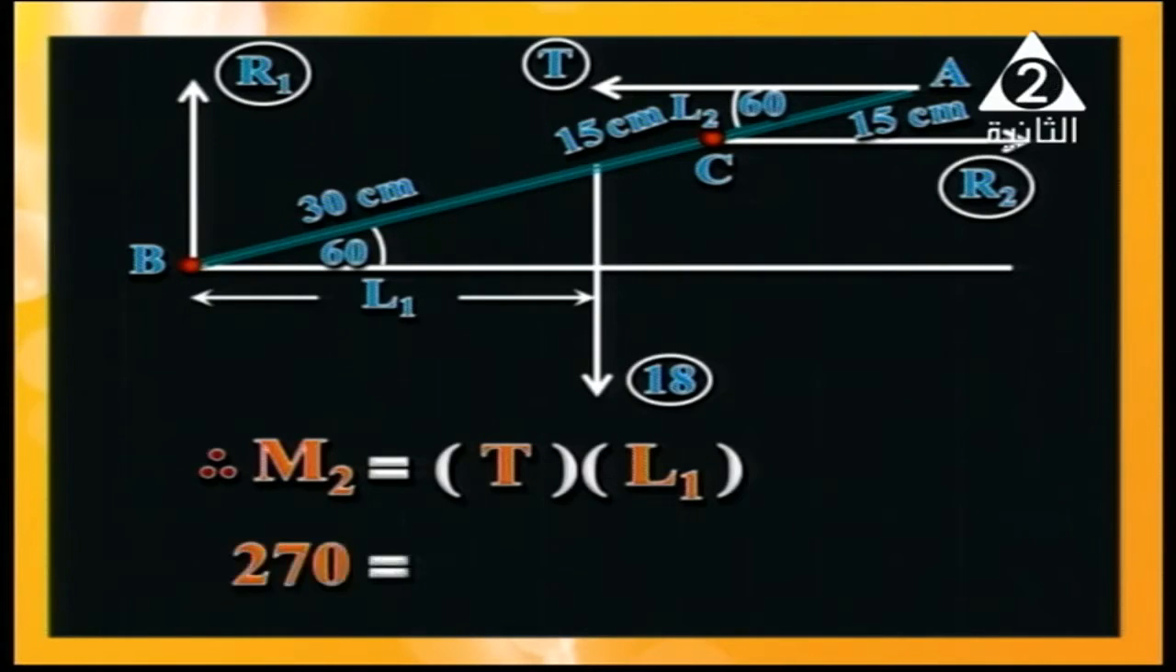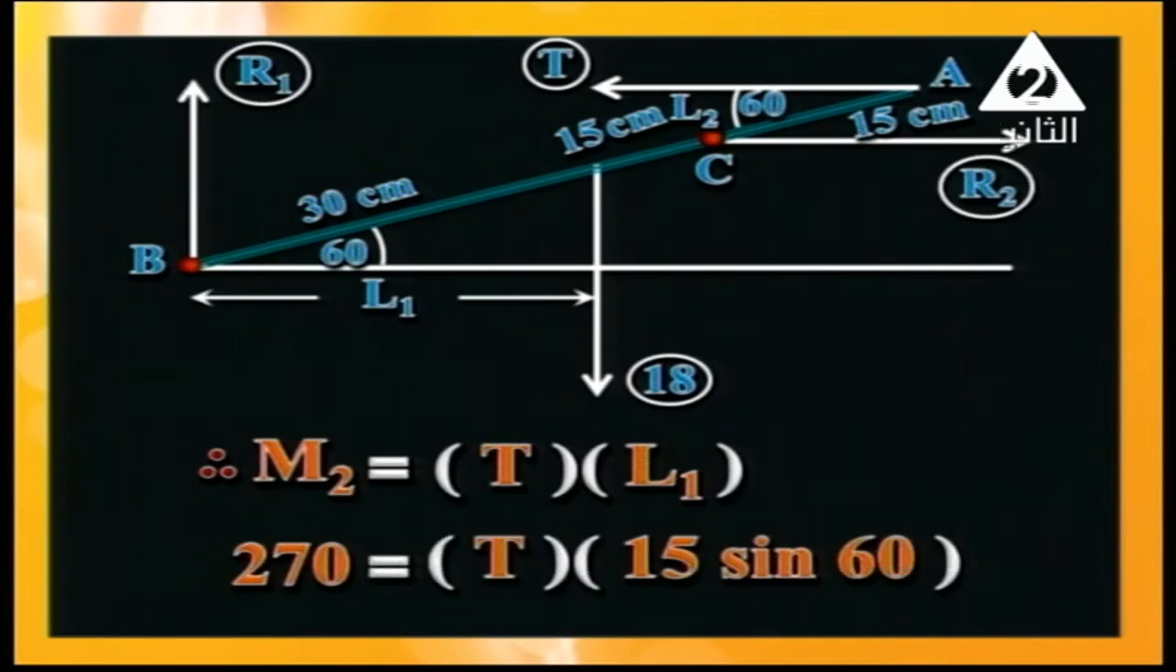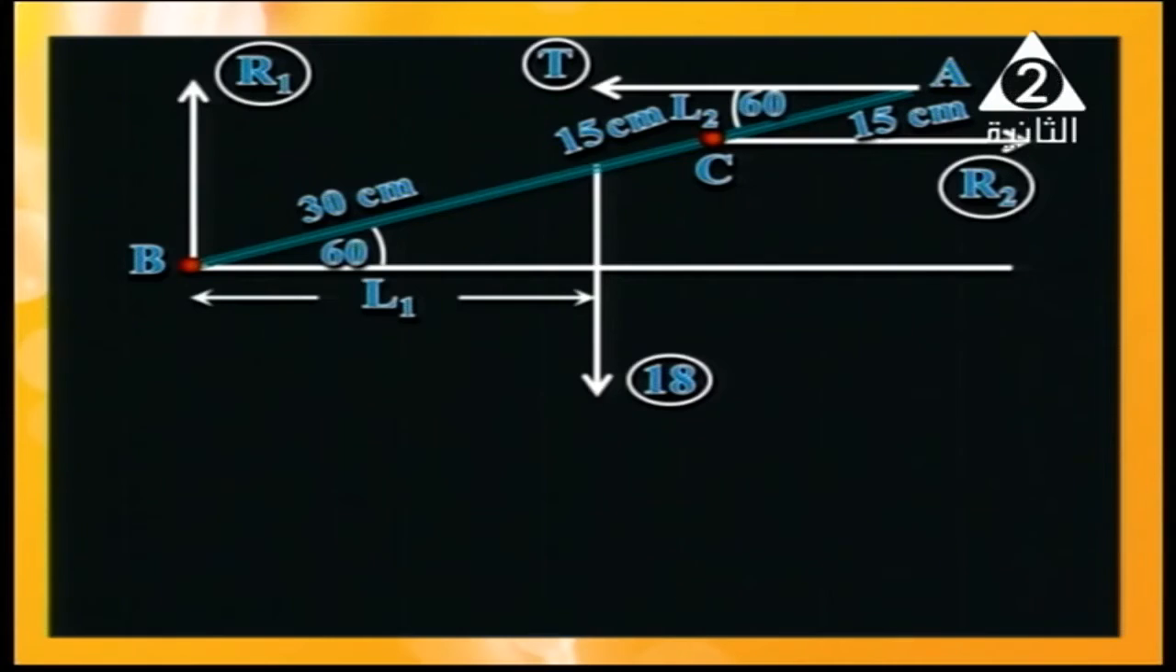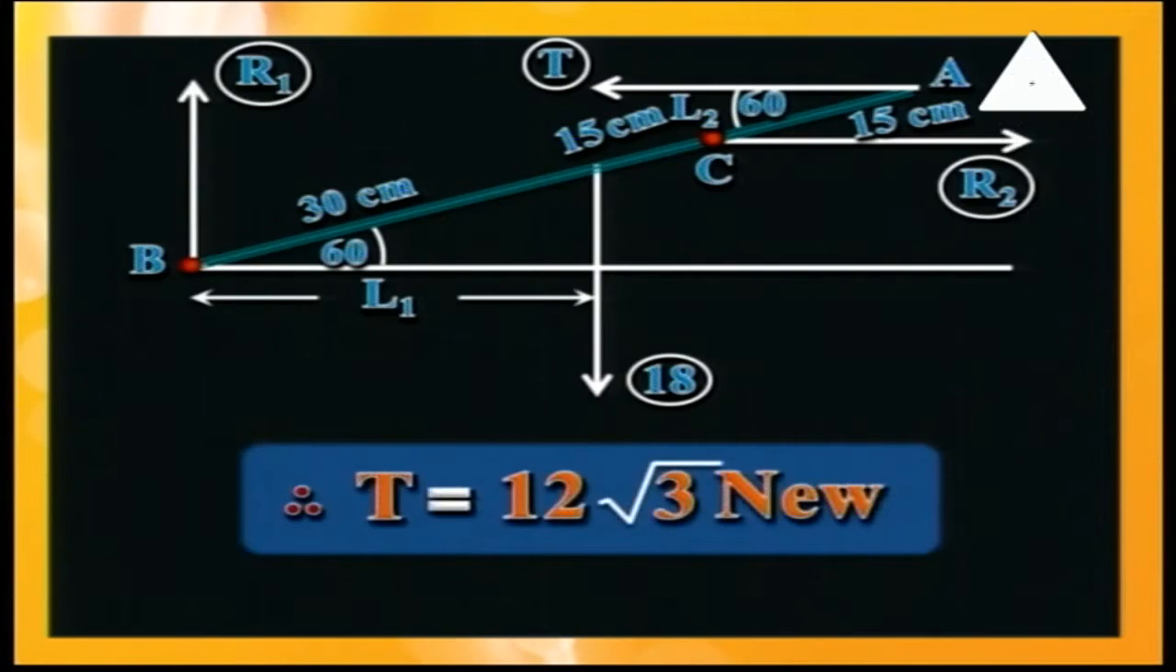What is the moment? The moment must be equal to 270, equal T times L, which equals 15 sine 60. Therefore, the tension in this case, by using sine 60 equals root 3 over 2, the tension must be equal to 12 root 3 Newton. Another example.